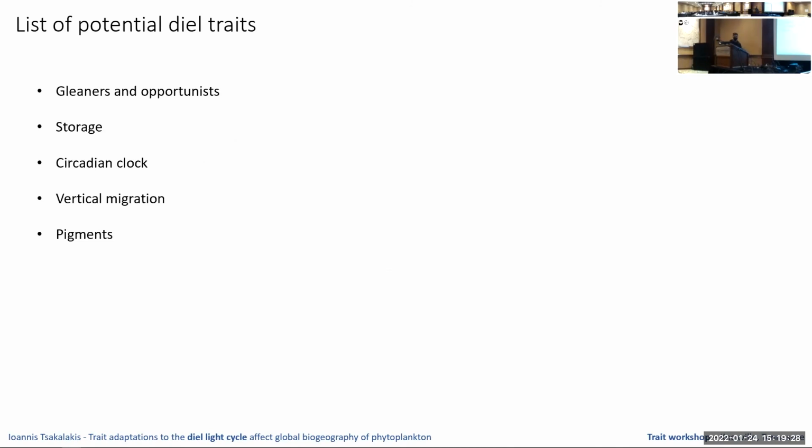And I just showed you competition between cleaners and opportunists, but there is a list of traits that might indicate that adding diel cycles in global ocean models might be important to understand more traits and trade-offs of phytoplankton. For example, storage, these fast fluctuations of nutrients. Some people, like James Gruber, have shown that fast fluctuations favor storage specialists.